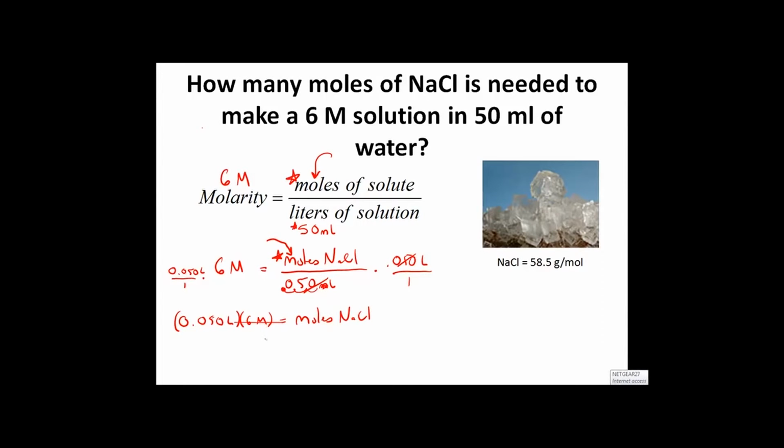And just disregard that squiggly line that went up there. It wasn't meant to cross out the 6. So let's crunch the numbers. 0.05 times 6 equals 0.3 moles of NaCl. Awesome here. So once again, the main question here was how many moles, and we have achieved that.